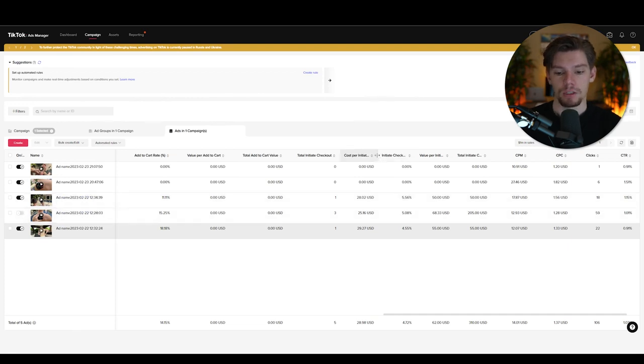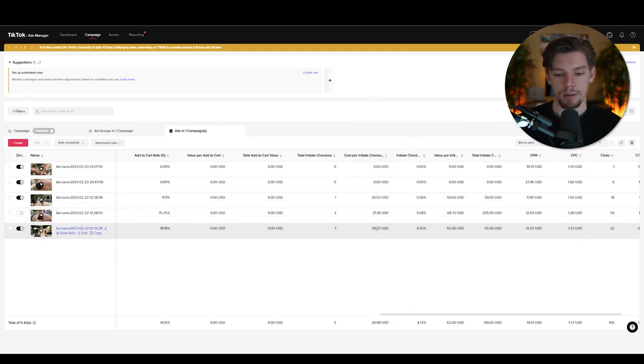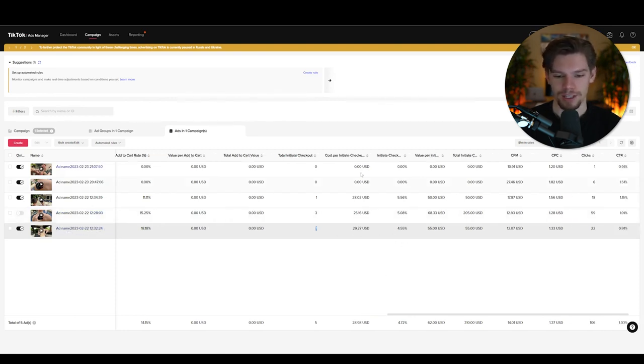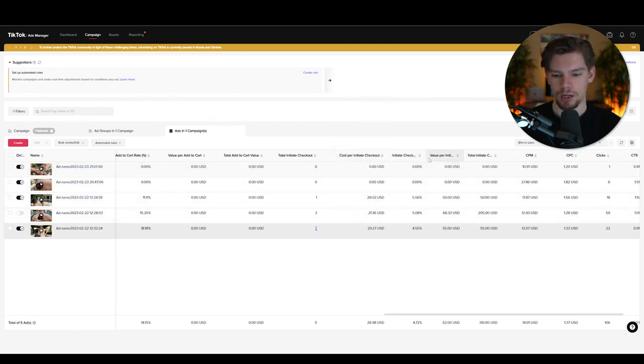Next, we have our cost per initiate checkout, which is going to tell us how much money we had to spend to get someone to check out. So it looks like only 1 person checked out and 1 person purchased. So 100% success rate there, which is good. Cost per initiate checkout, remember that one.